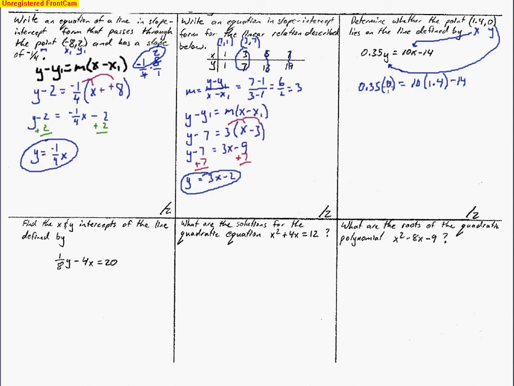So we do some work here. 35 hundredths times 0 just makes 0. 10 times 1.4. Well, 10 times a number just moves that decimal point over one space, so we end up with 14 minus 14. 14 minus 14 makes 0, so the two numbers are the same. So when the two numbers are the same, you say, yes, the point is on the line.